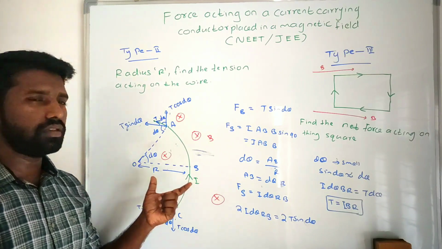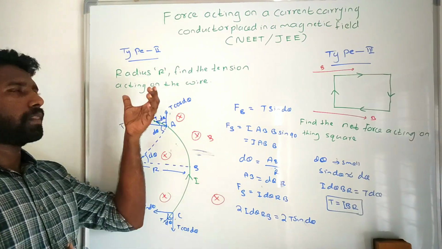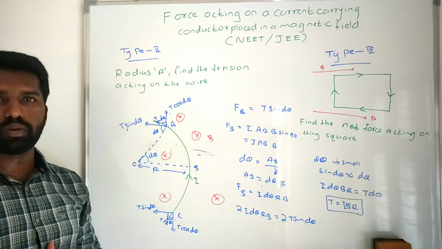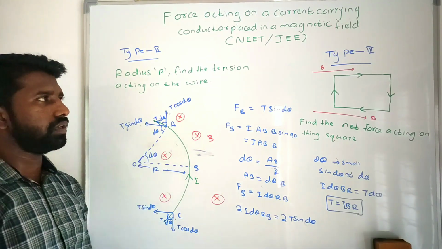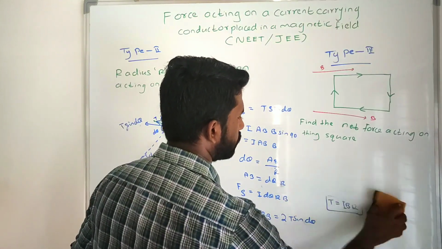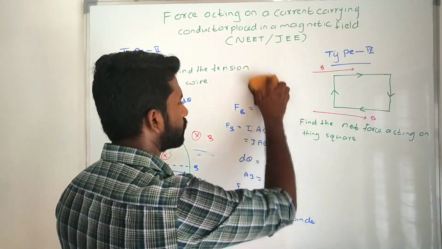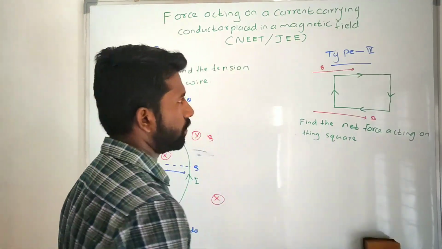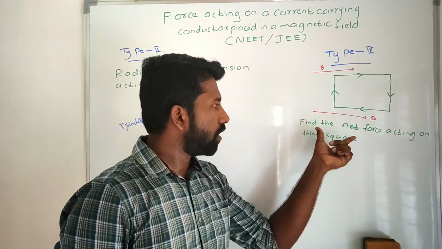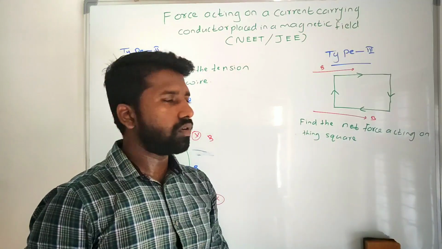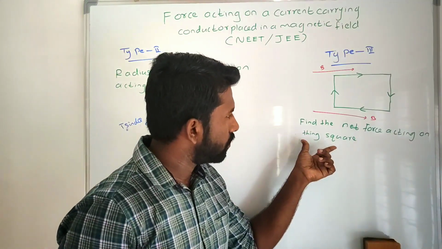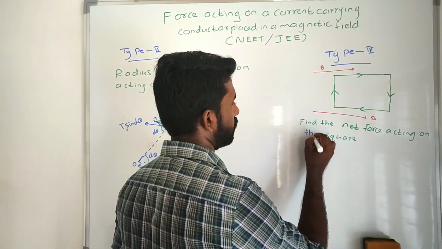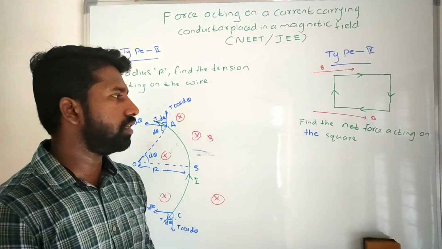Clear? This way we can solve this type of problem. This is an important type of problem. Then next you will see the third type. What is the third type? Find the net force acting on the square.